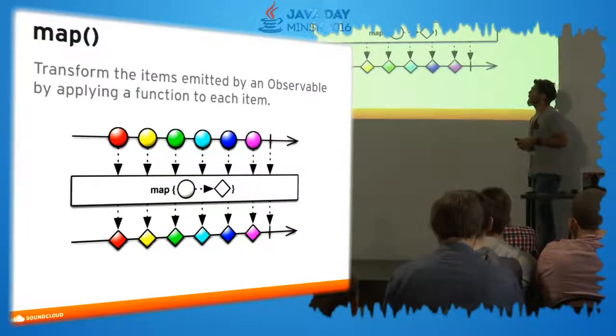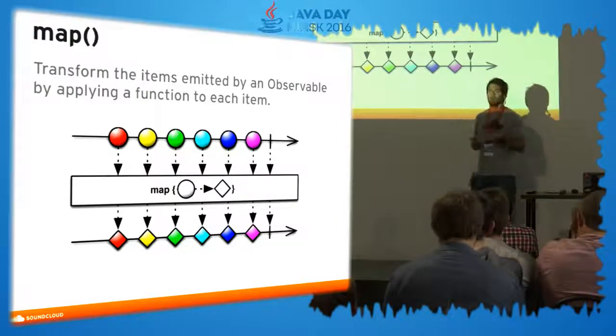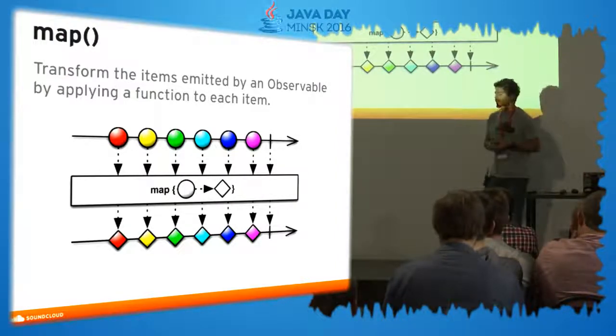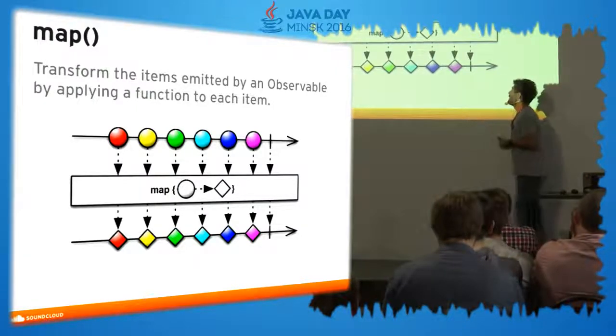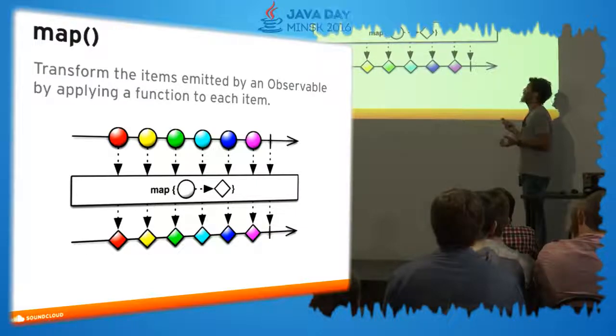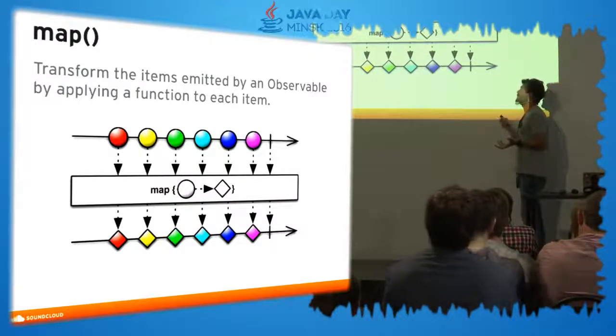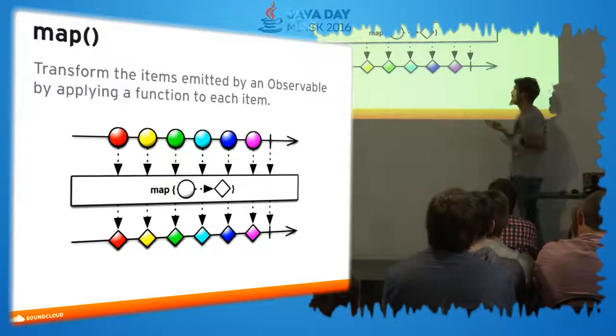So here is one of the coolest operators. You can map. I think everyone who is familiar with functional programming might find this very well known. Basically, this is our stream of data. This is our observable emitting a bunch of items. We apply the function here, and we get a transformation here. That's as simple as that.